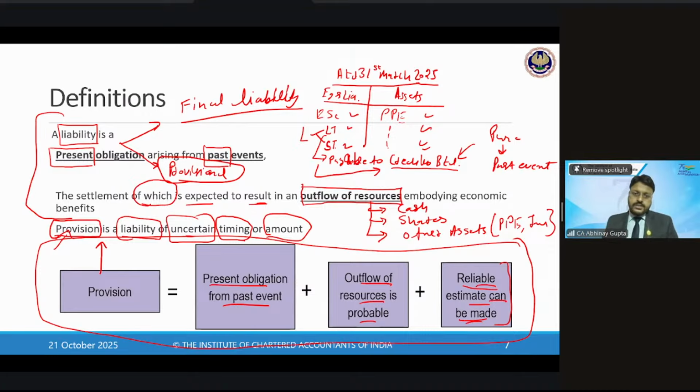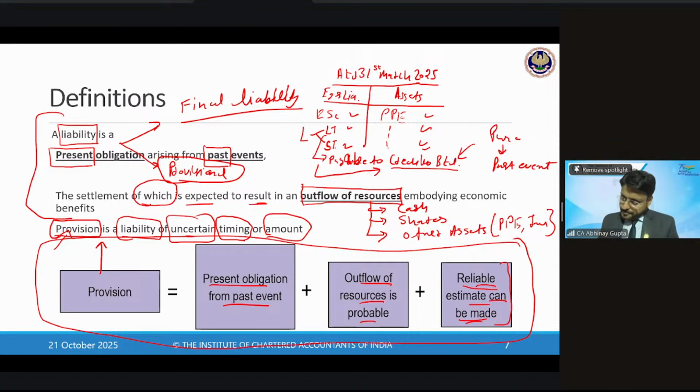The person who has sued the company in the court has already filed the papers for 1 crore damage, right? So 1 crore is the amount the claimant is claiming. So why are you saying the reliable estimate cannot be made? It is clearly evident, 1 crore. It is evident, but it is not necessary that the full 1 crore will be awarded in his favor. Okay. And outflow of resources is also not probable.